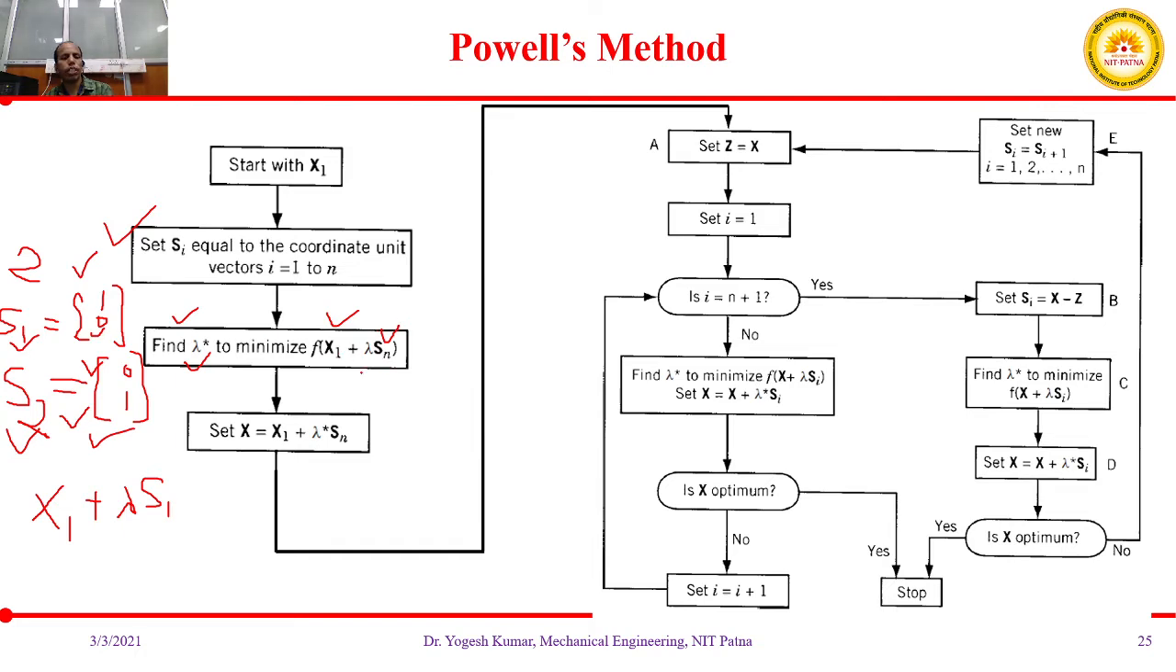Okay, I will take one example, then you will be able to understand. So this Sn is written for either S1 or S2. I will demonstrate using one example I have taken. After this, you will set the value of your x equal to x1 plus lambda star Sn1.